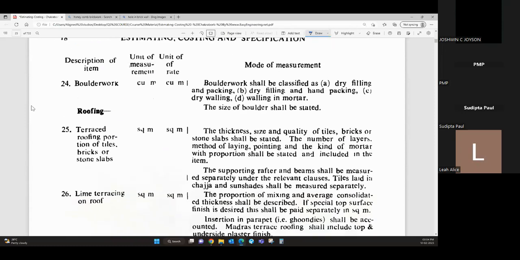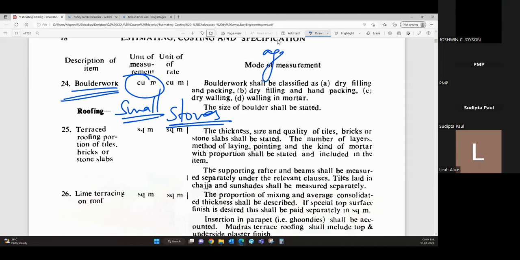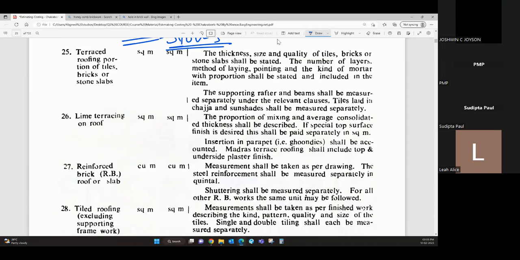So here you have boulder works. So you know what is a boulder? Boulders are basically small stones. And when you do these kind of boulder works, you always consider it in cubic meters. So boulders are also like aggregates. Okay, it's aggregates.